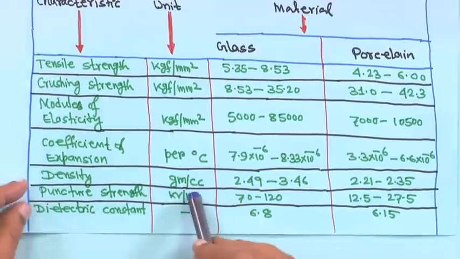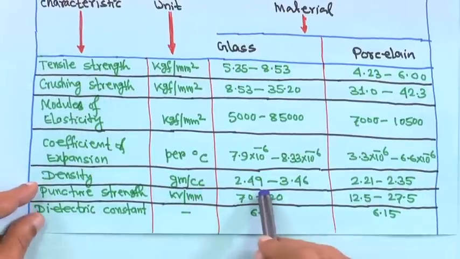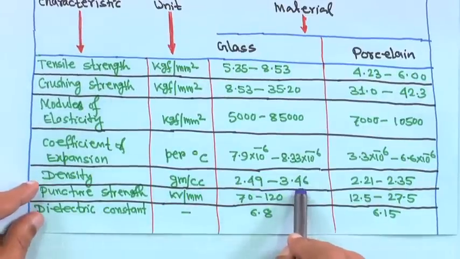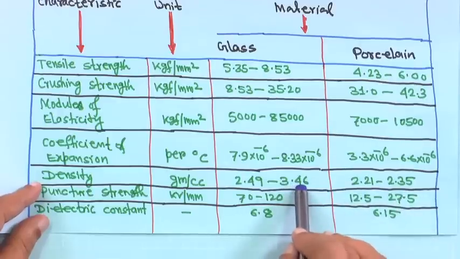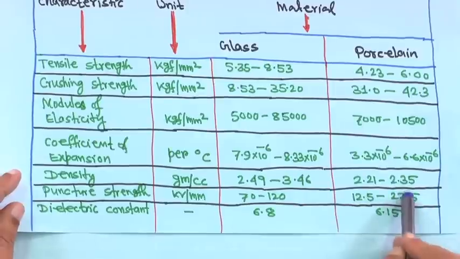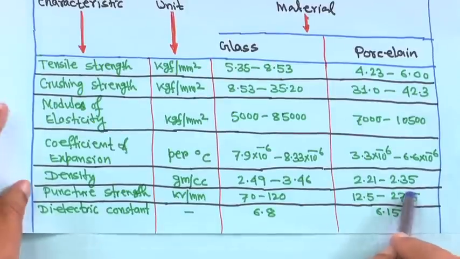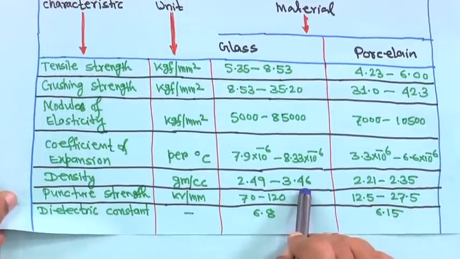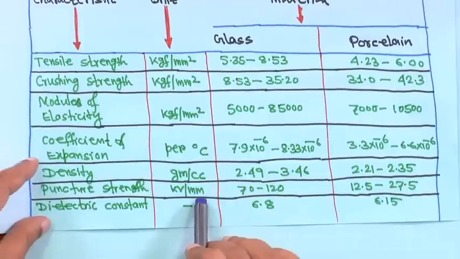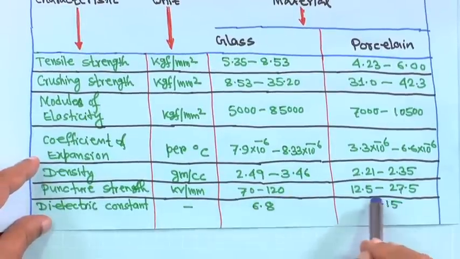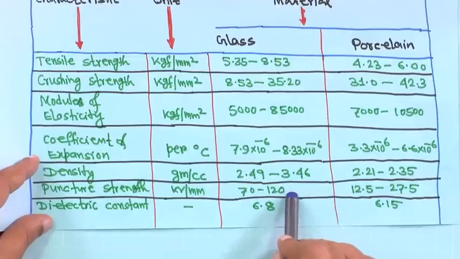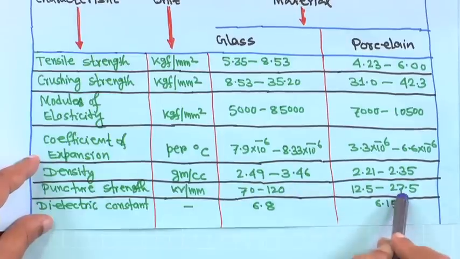Now, density, in grams per cc, it is 2.49 to 3.46 and 2.21 to 2.35. So, toughened glass will be heavier because the density is higher compared to porcelain. Then puncture strength, in kilovolt per millimeter, here in this case 70 to 120 and here it is 12.5 to 27.5. So, puncture strength is much higher for toughened glass compared to porcelain.